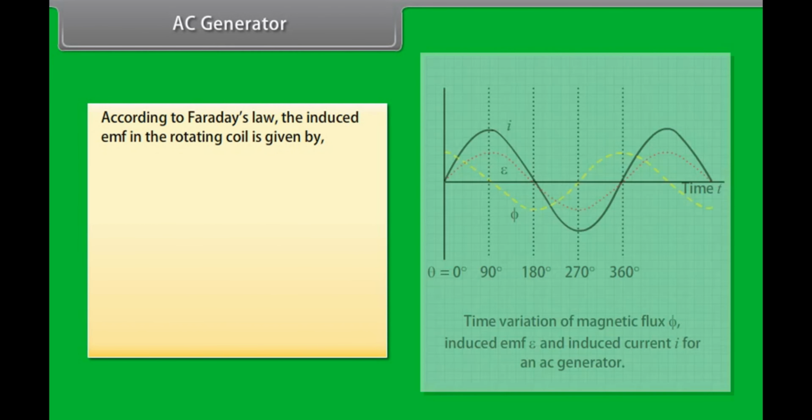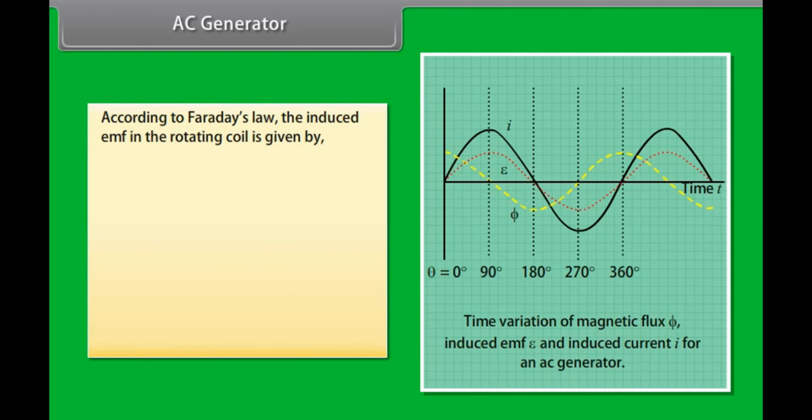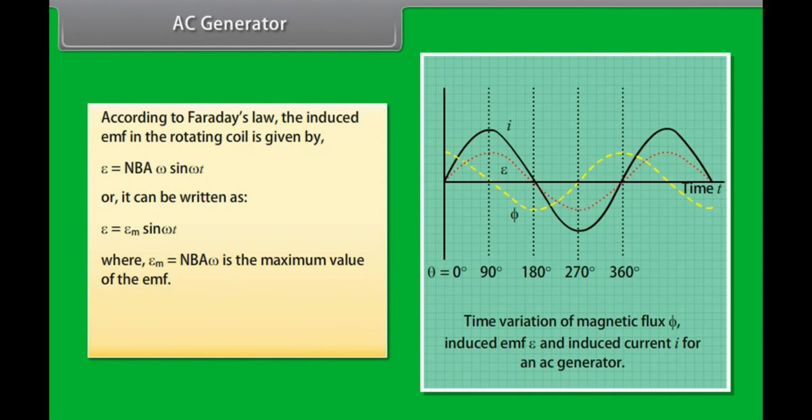According to Faraday's law, the induced EMF in the rotating coil is given by NBAω sin ωt, or it can be written as E equals Em sin ωt, where Em equals NBAω is the maximum value of the EMF. The induced EMF varies sinusoidally with time.